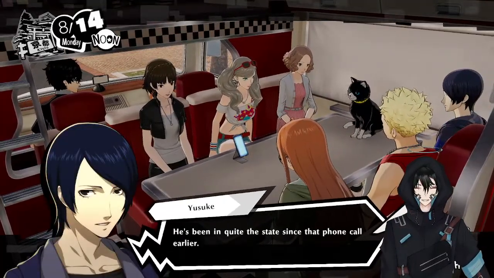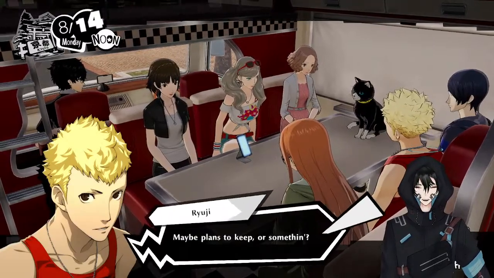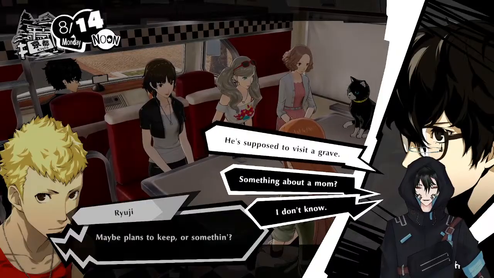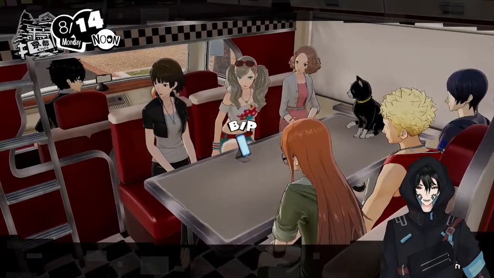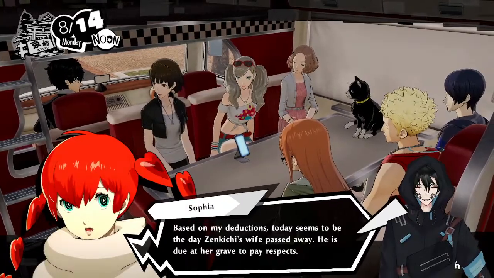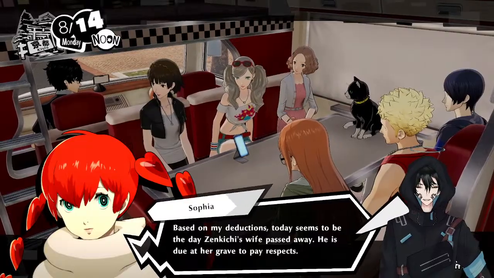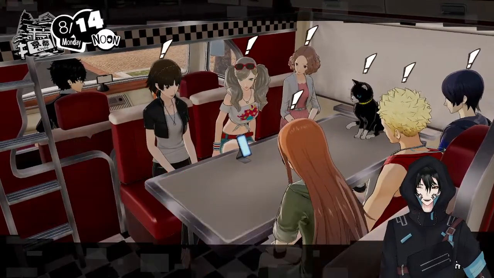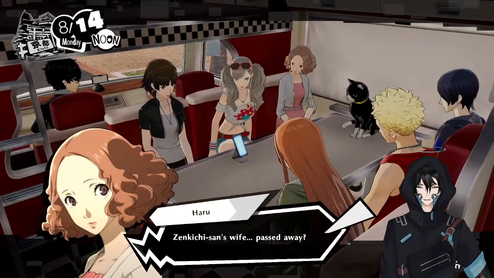He's been in quite a state since that uncle left. Maybe he plans to keep on talking? He's supposed to stay brave. Based on my deduction, today seems to be the day Mikichi's wife passed away. She's due at her grave to pay respect. Is it besides passed away?